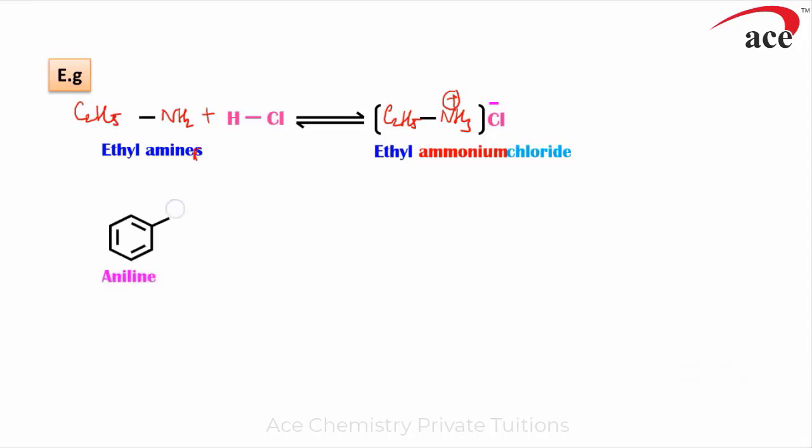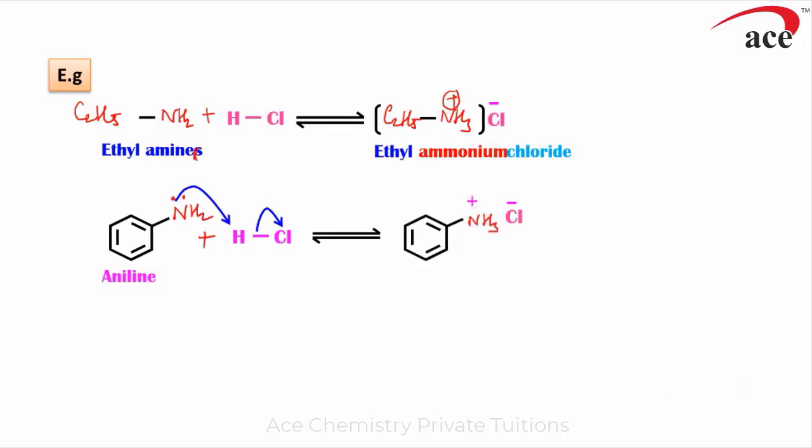Similarly, aniline is benzene with NH2. Plus HCl results in donation of the lone pair, so NH2 will become NH3 plus and Cl minus. We call it phenyl ammonium chloride. Since it is derived from aniline, it can also be called anilinium chloride. So acid plus base will result in the formation of the corresponding salts.